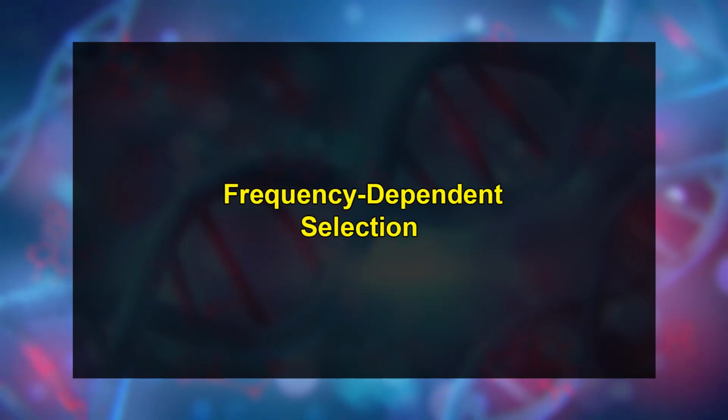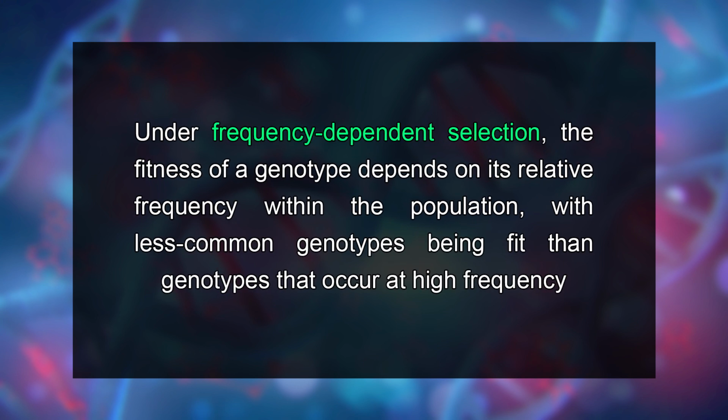Another form of natural selection that maintains genetic variation in populations is frequency-dependent selection. Under frequency-dependent selection, the fitness of a genotype depends on its relative frequency within the population, with less common genotypes being more fit than genotypes that occur at high frequency. Frequency-dependent selection is believed to be fairly common in natural populations. For example, in situations where there is competition for resources, individuals with rare preferences may enjoy greater fitness than those who have more common preferences.